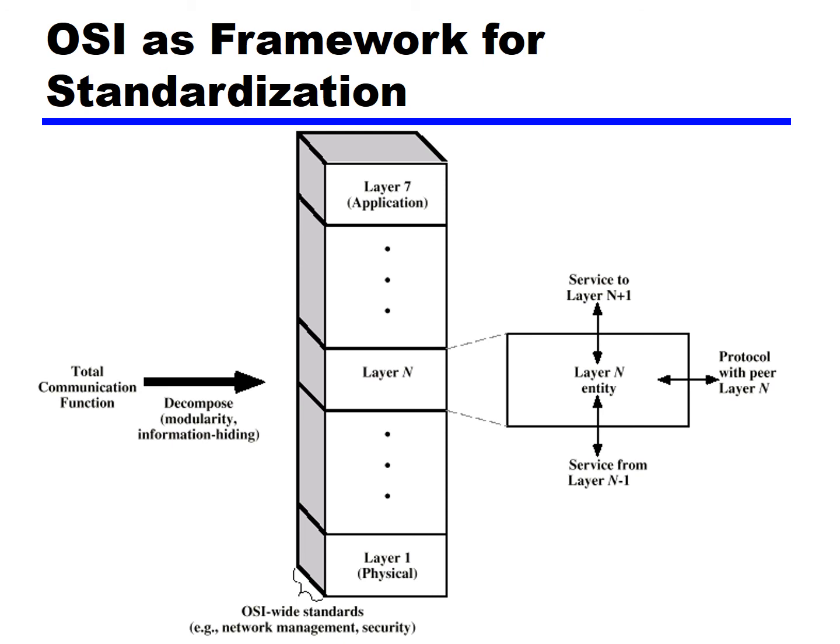OSI as a framework for standardization. The total communication functions are decomposed into layers. OSI-wide standards include, for example, network management and security. Layer 7 application down to layer 1 physical. Layer N provides service to layer N+1 and receives service from layer N-1, with a protocol within layer N.